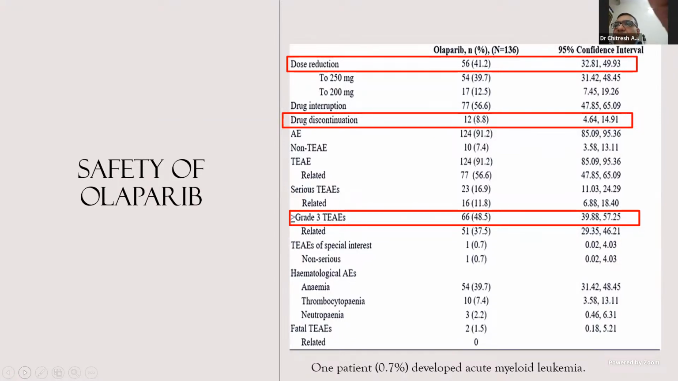So this is the safety of olaparib that was seen. Dose reductions were common, and the percentage of dose reductions was 41.2% in general. It was reduced to 250 milligrams in 39.7% of the patients and to 200 milligrams in 12.5% of the patients. Around 8.8% of the patients had to discontinue this drug, and grade 3 adverse events were seen in close to 50% of the patients in this study. Next slide, please.